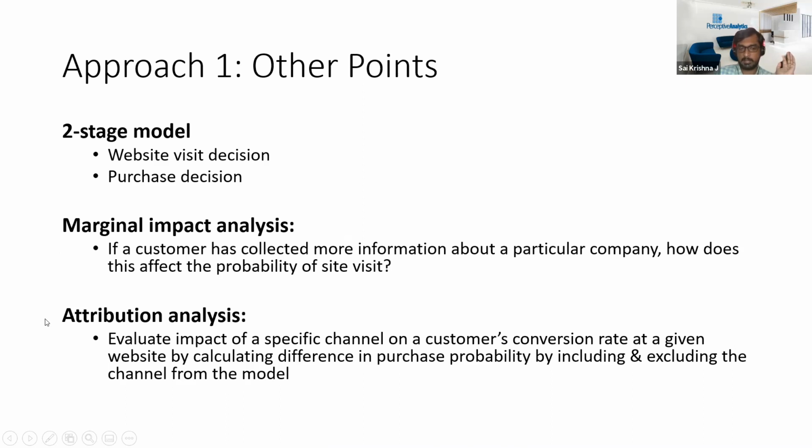And then the final part of the model is the attribution analysis, where we evaluate the impact of a specific channel on the customer's conversion rate by calculating the difference in purchase probability by including and excluding the channel from the model. For example, assume that you have run a Facebook ad campaign. With the campaign, you might have received some X rupees in revenue. Without running the campaign, imagine that you received Y rupees in revenue. What is the difference between X and Y? That difference is the revenue attributed to the Facebook ad campaign. This is how you perform that step of attribution.